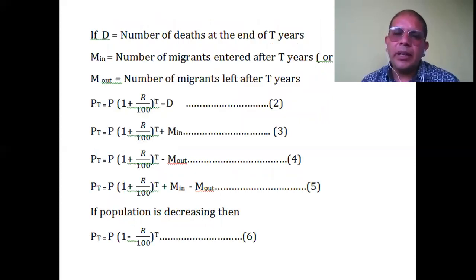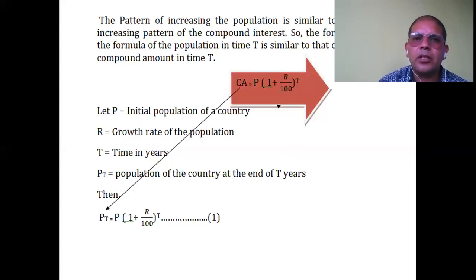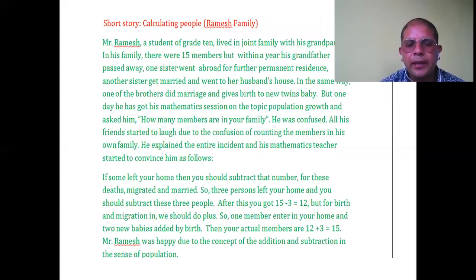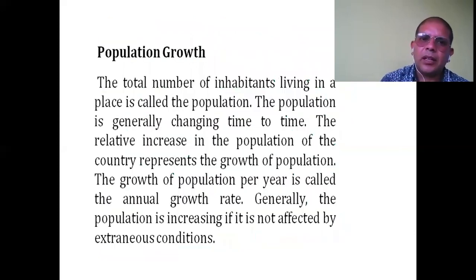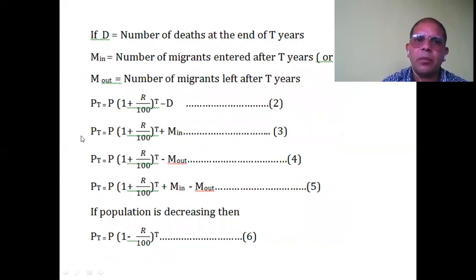I want to connect our previous story to this story. In this story, you should subtract the people who migrate out. You should add migration in and births. Now D is the number of deaths at the end of the years, migration in is the number of migrants who entered after 2 years, or births also. Migration out, M out, is the number of migrants who left after 2 years.